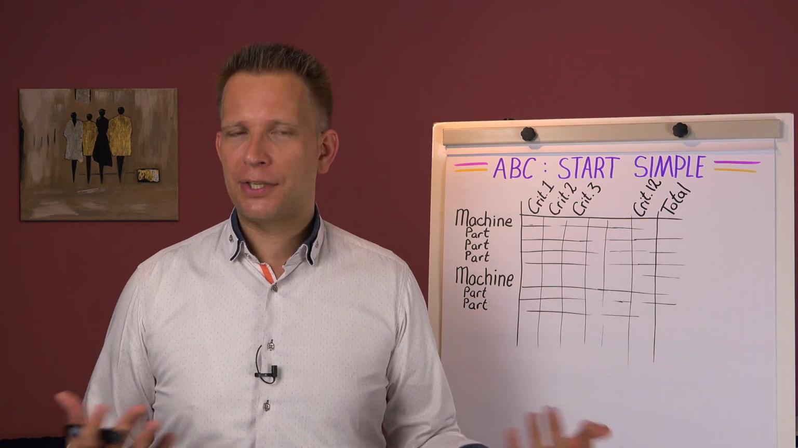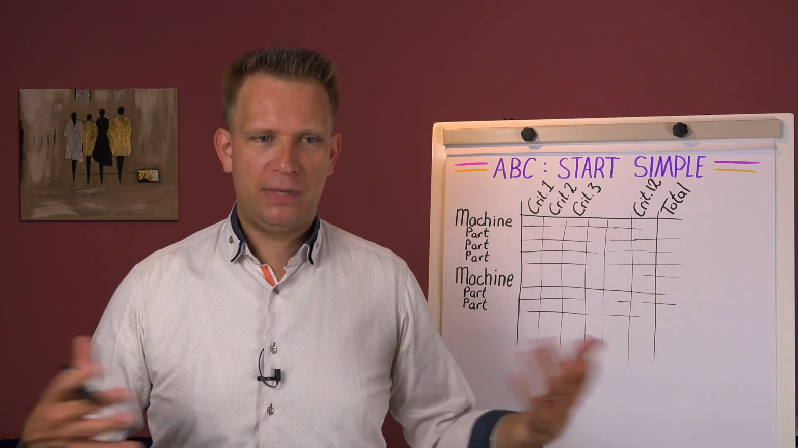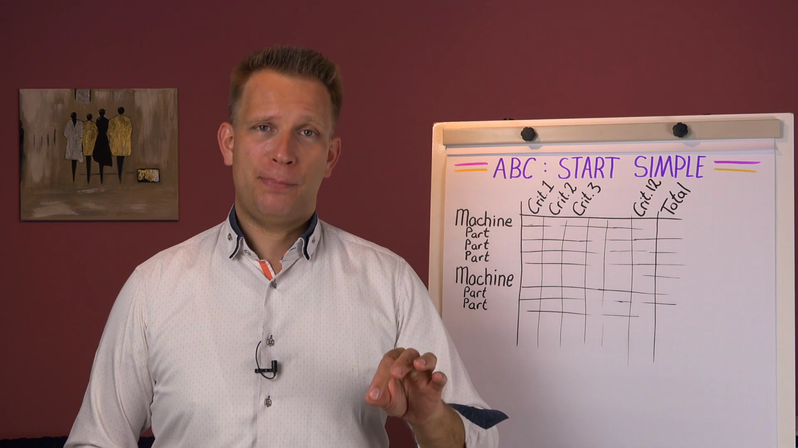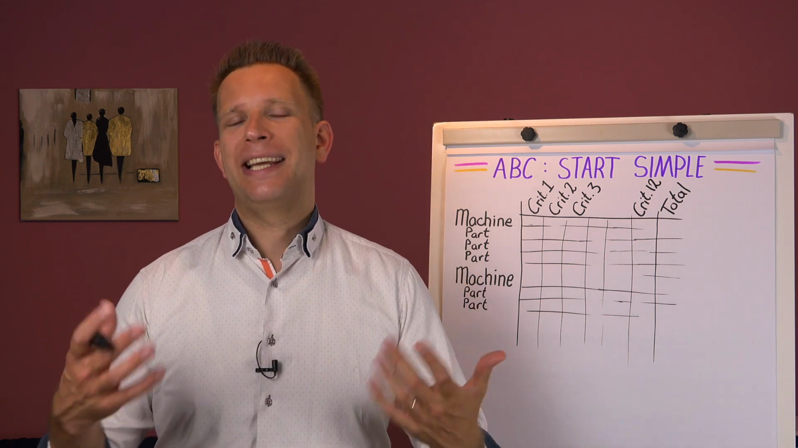Today we're talking mainly about the plant maintenance side of ABC analysis. We use ABC analyses in different areas of continuous improvement, TPM, but one of the key examples where this system is used is in plant maintenance.